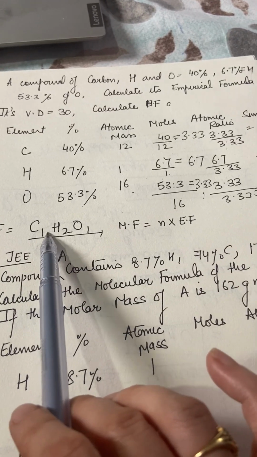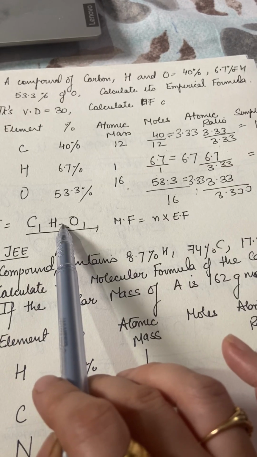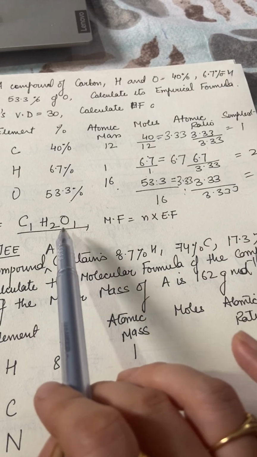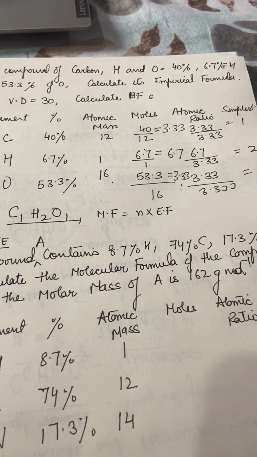So for the empirical formula, the carbon simplest ratio is 1, so let's multiply carbon with 1. The hydrogen simplest ratio is 2, so multiply it by 2. And the oxygen simplest ratio is 1. So C1H2O1, this we got as the empirical formula. I hope it is clear to you.